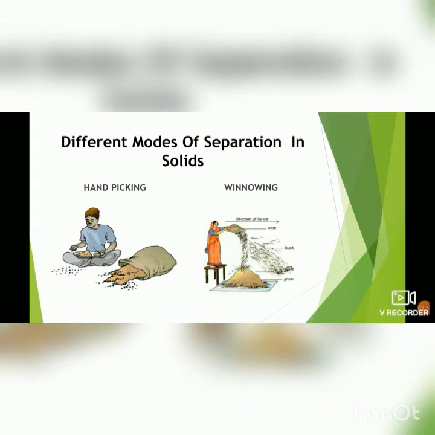The second picture shows you winnowing. You must have seen this in villages. When two components are of different weights, one is light and one is heavy, then we can use the wind. With the help of wind, we can separate two substances. This process is called winnowing. Here in this picture, grain is being separated from the husk with the help of wind.